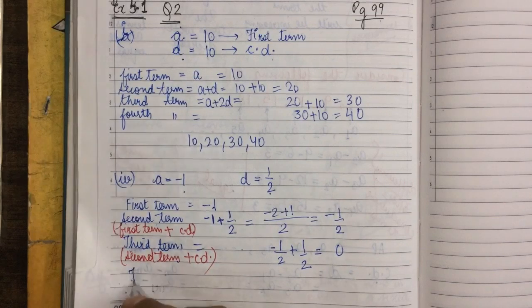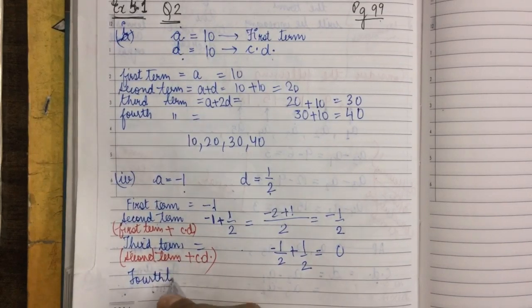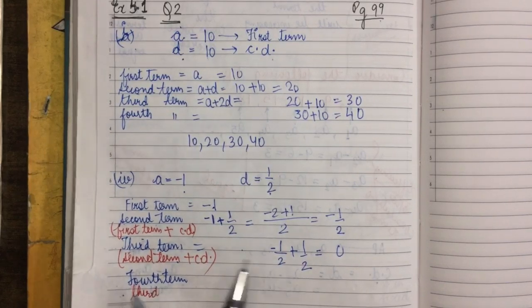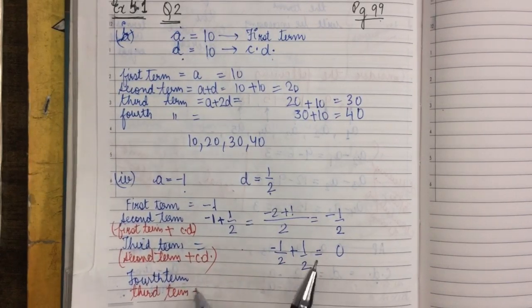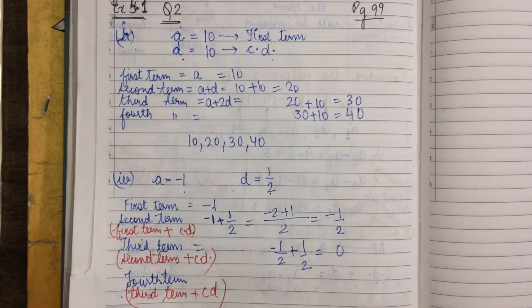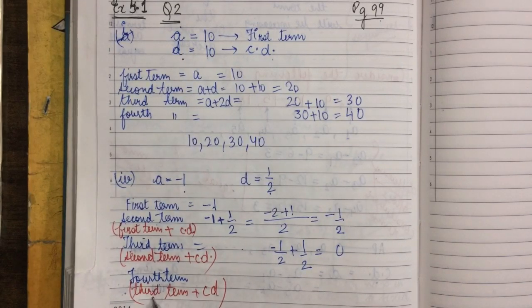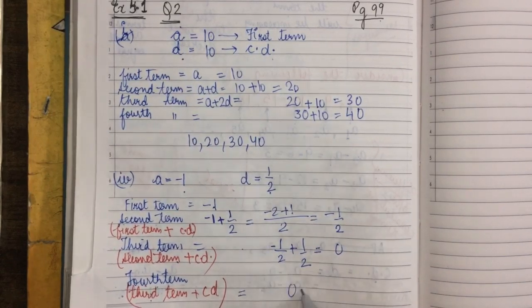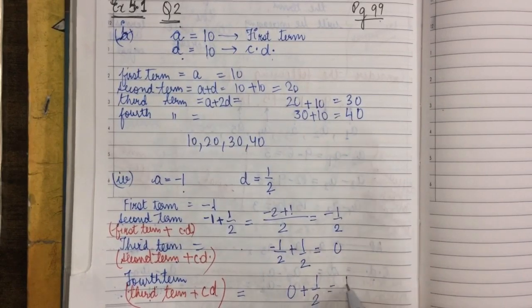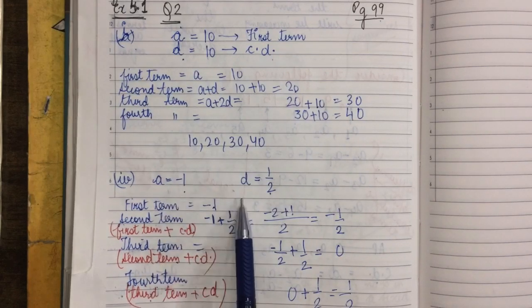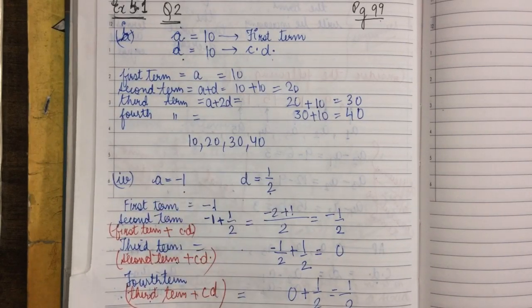Now to obtain the fourth term, I will take the third term plus the common difference. I'm going by the definition. To obtain any term, we have to add the common difference to the previous term. So 0 plus 1 by 2, this will be 1 by 2. So these are the first four terms of the AP formed by A and D given as such.